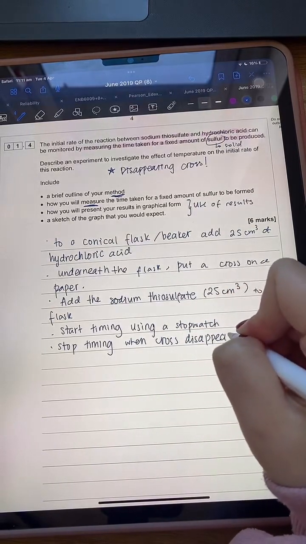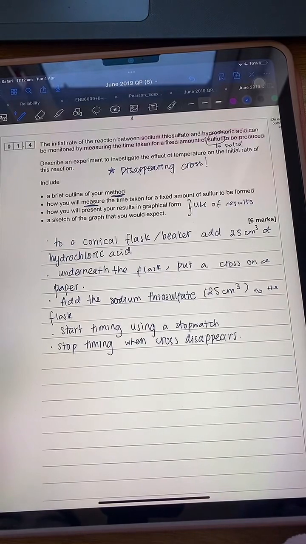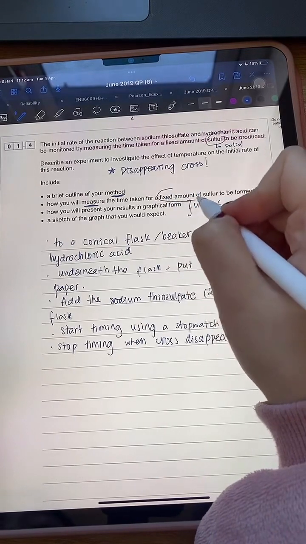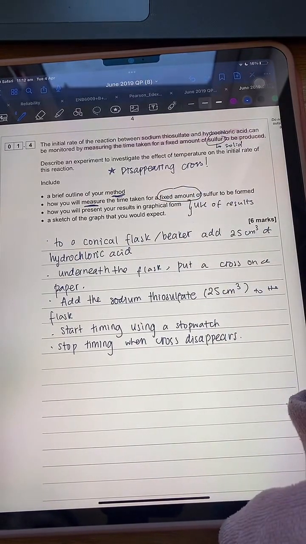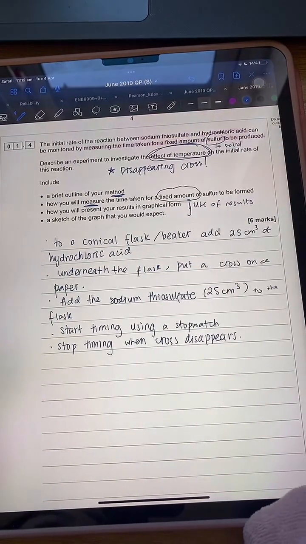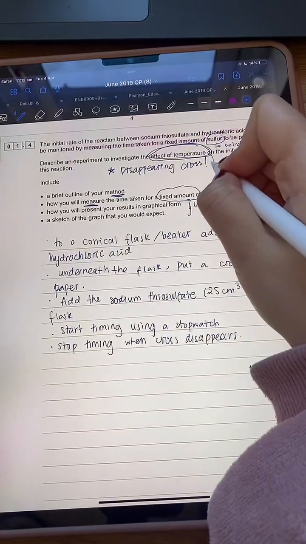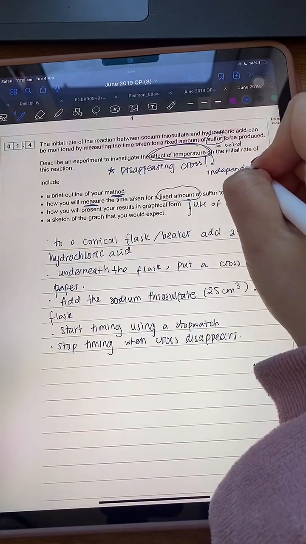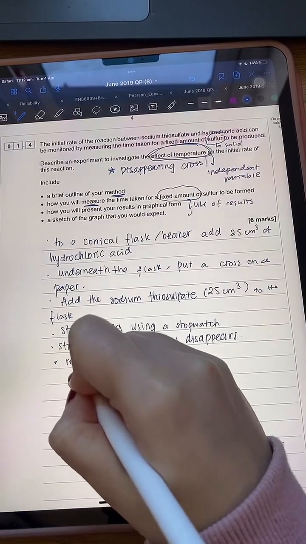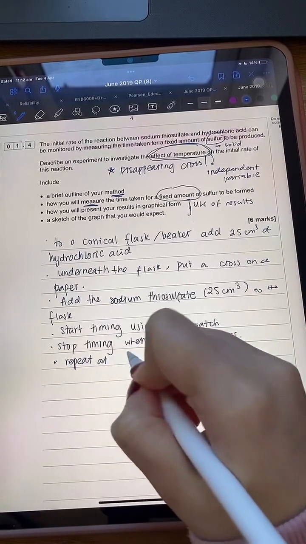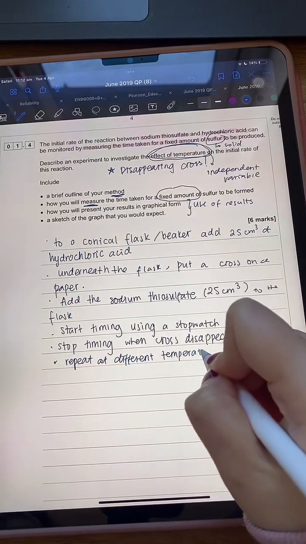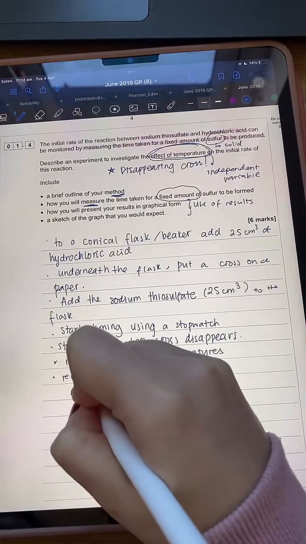Now, let's see what is being changed here. We know it's a fixed amount of sulfur, and we are looking at the effect of temperature. So that means you're changing the temperature. So that's the independent variable here. So then you can say repeat at different temperatures. Record time t for cross to disappear.